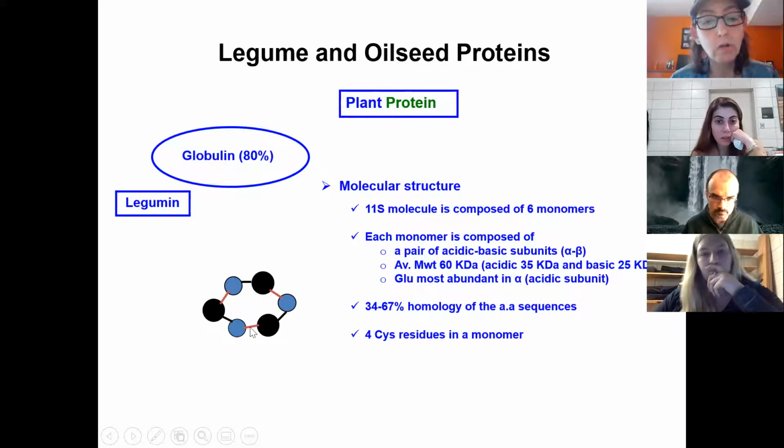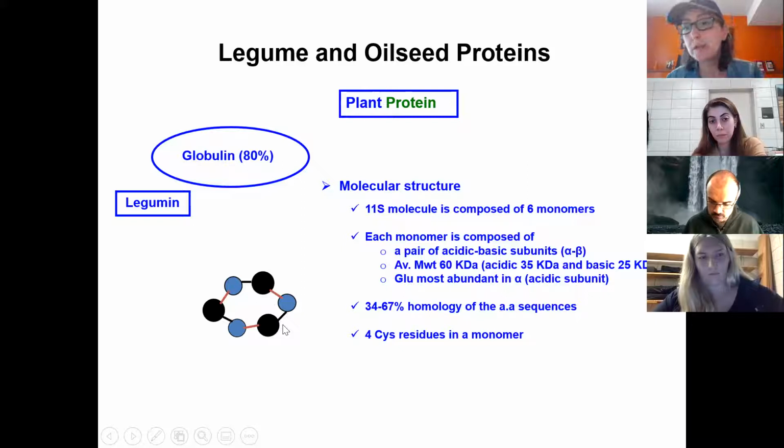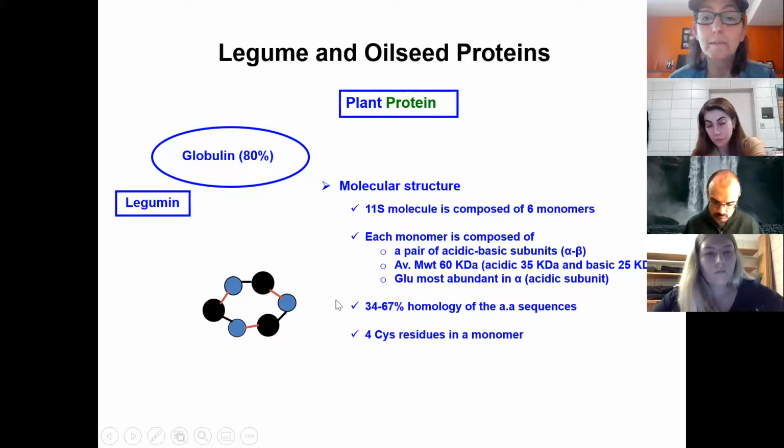So what you're looking at here is 3 monomers. This is 1, and then 2, and then 3. The red bar represents disulfide linkages. The black bar represents hydrophobic interactions. So you have here 3 monomers associated by hydrophobic interactions.